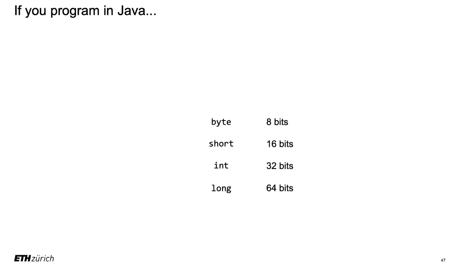Short, it's the same, but it goes all the way to 65,000 something. 32 goes all the way to 4 billion something. And long goes all the way to something like 16 quintillion, I think. So that's a lot, the long. But technically, this is because in the end, these integers are stored on a computer.